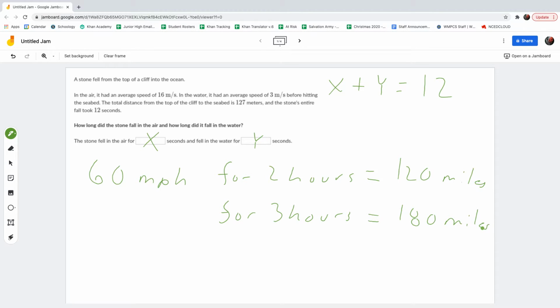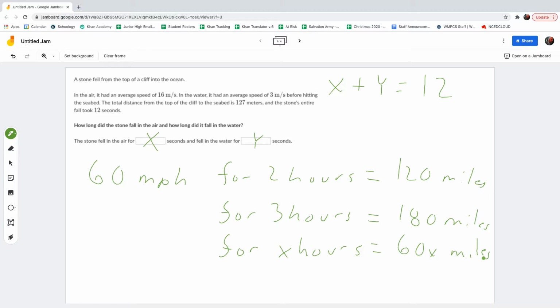Now let's say that I traveled 60 miles per hour for x hours. How far I actually traveled is 60 times x, or 60x miles. This sounds weird because it says 60x, but that is a number. It is an expression. I traveled for 60x miles.